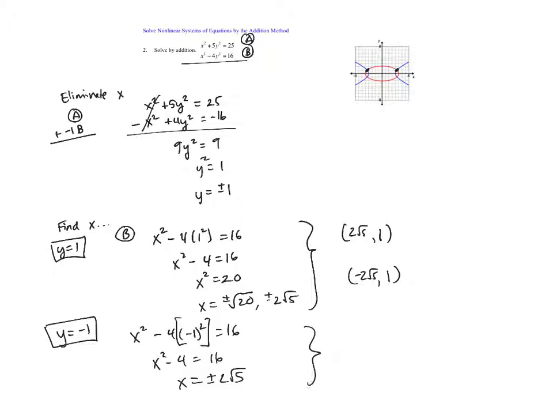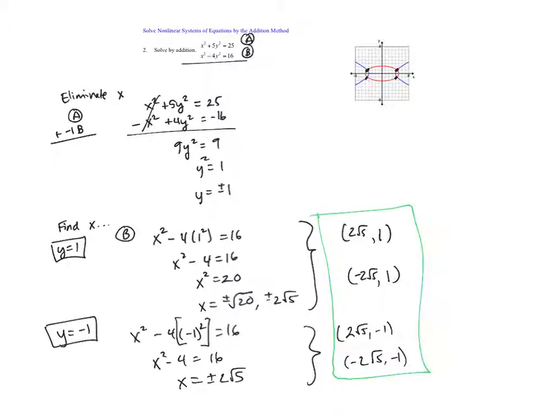Okay, so when y is negative 1, we can have a positive 2 root 5 and a negative 2 root 5 for our x value there. And you can see those are our other two points of intersection. So often there's quite a few points of intersection, so all four of those ordered pairs are the solution. And that is done.